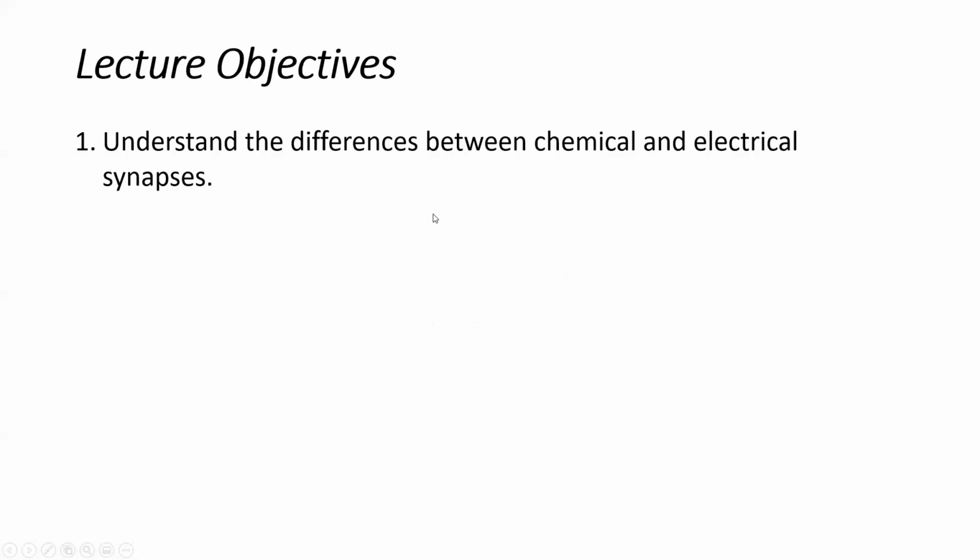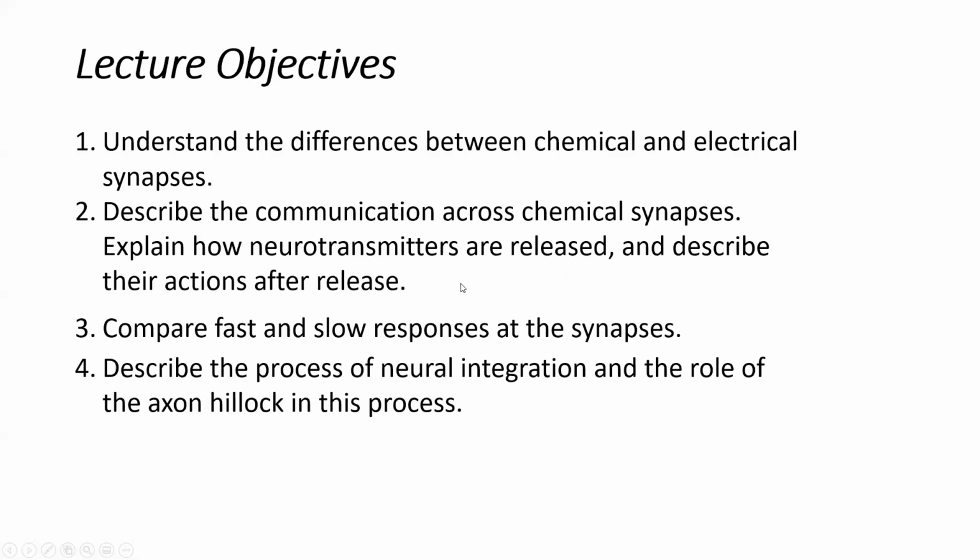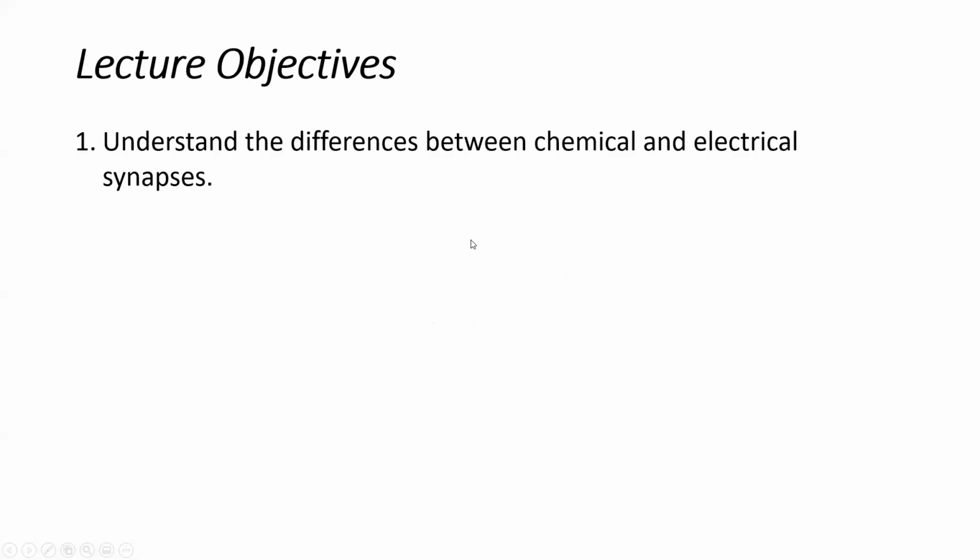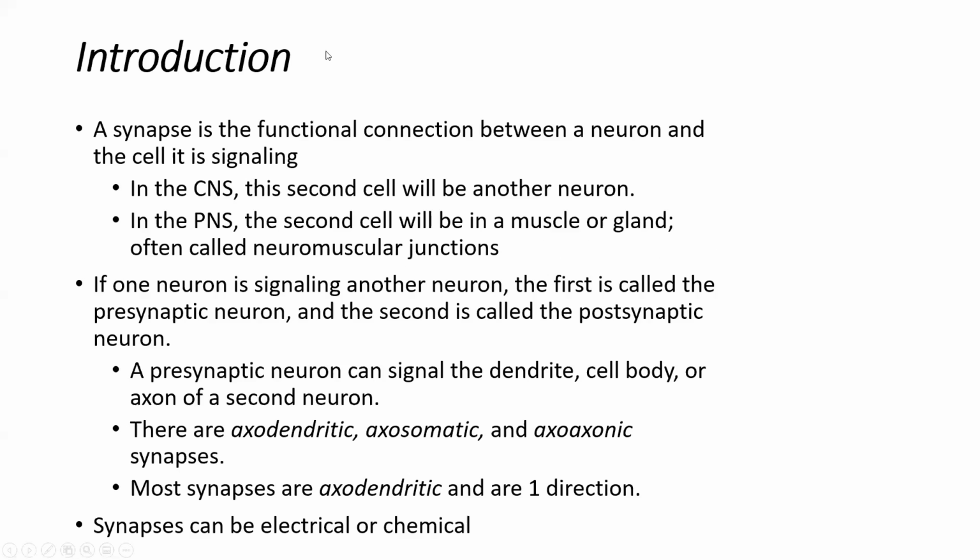Right? We'll start with learning objective 1. So we'll try to look at the first 2 learning objectives here, and then a review. So understand the differences between chemical and electrical synapses, okay?